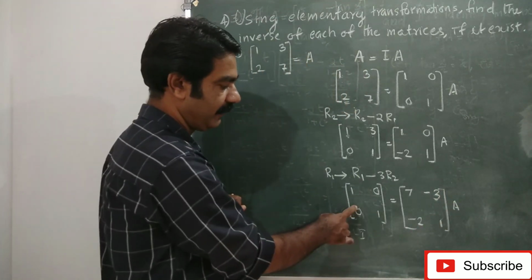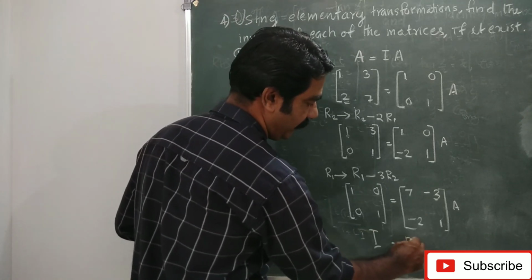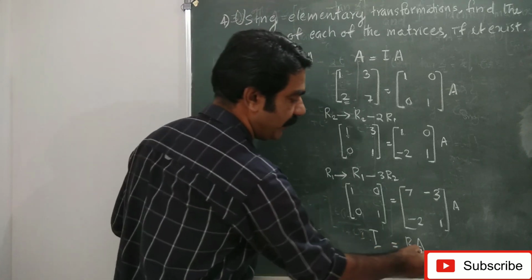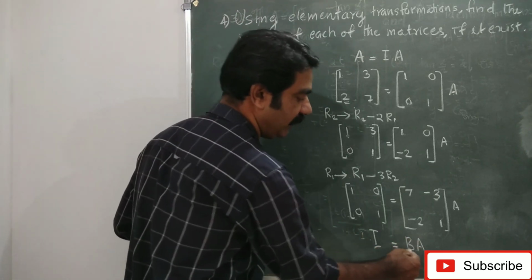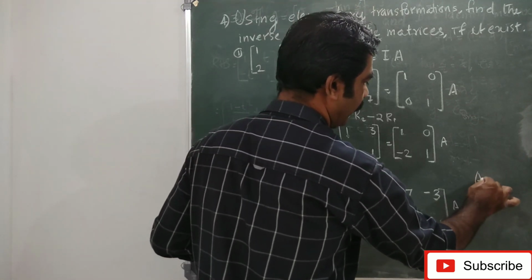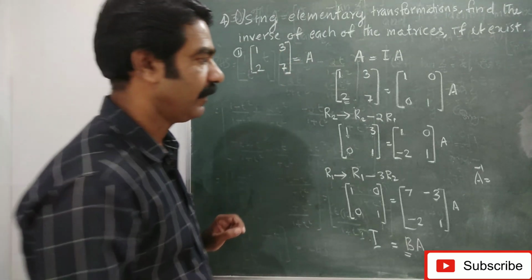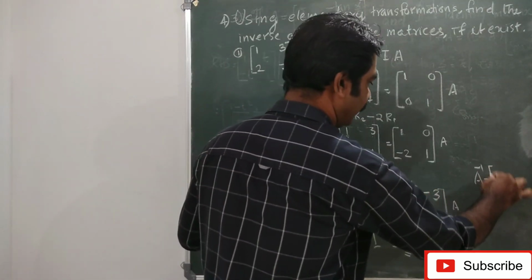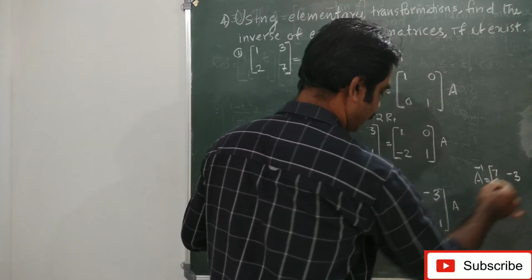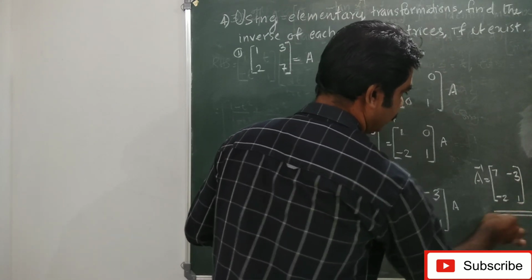Now we got I on the left. This is I equal to a new matrix B into A. If I is equal to BA, we know that B is the inverse of A. So A inverse is equal to matrix 7, minus 3, minus 2, 1.